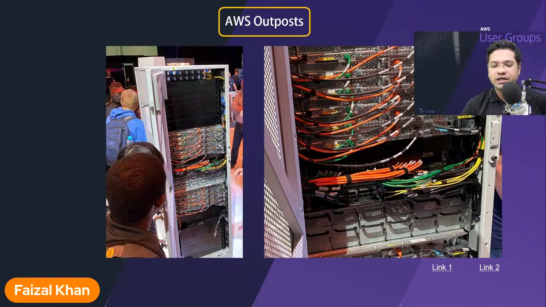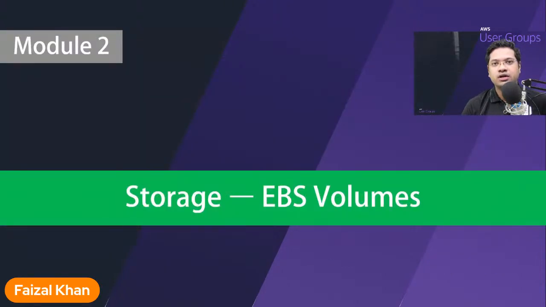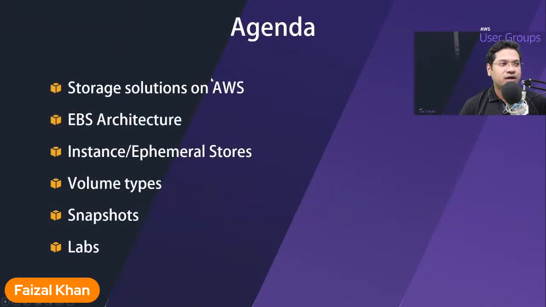All right, I just want to quickly touch on EBS volumes before I go ahead and show you some labs on starting some EC2 instance, because EBS volumes are kind of core to the actual usage of your EC2 instance, right? So we look at all of the different storage solutions on AWS. We'll talk about what EBS is and how the architecture looks. We'll talk about different types of instance storage that is available, EBS. We'll talk about all of the volume types, snapshots, and then definitely we'll go do some labs.